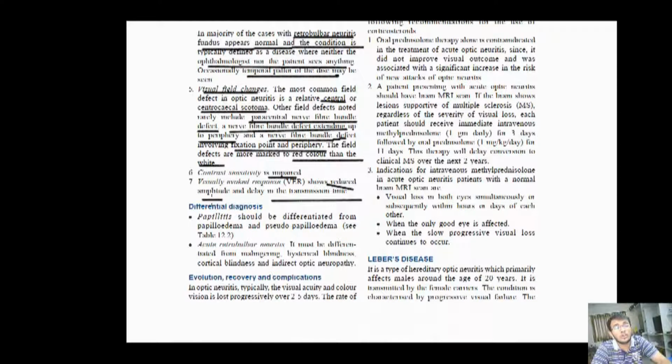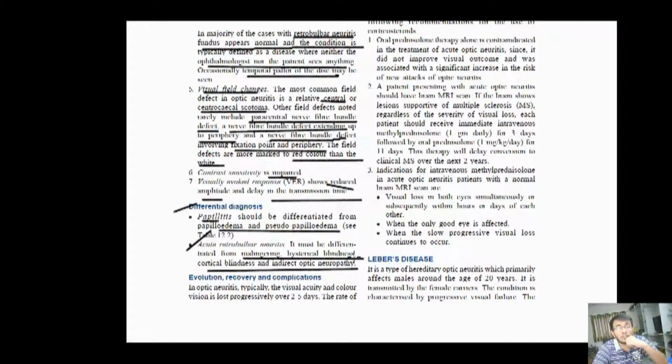Moving on to differential diagnosis of optic neuritis. Differential diagnosis involves papillitis. Papillitis should be differentiated from papilloedema and pseudopapilloedema. Next, acute retrobulbar neuritis should be differentiated from malingering, hysterical blindness, cortical blindness and indirect optic neuropathy.